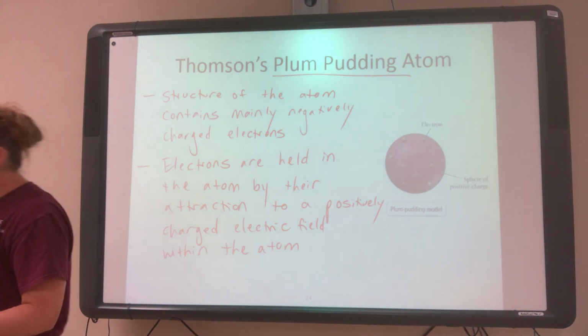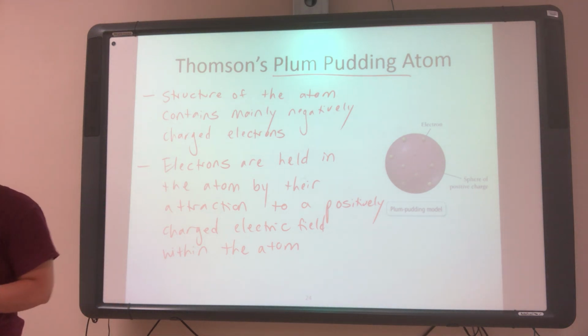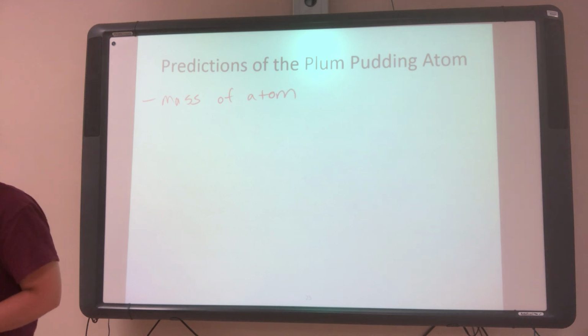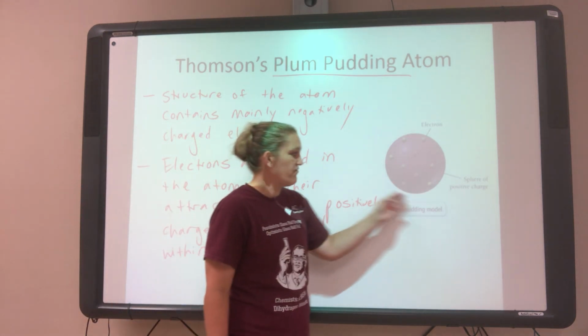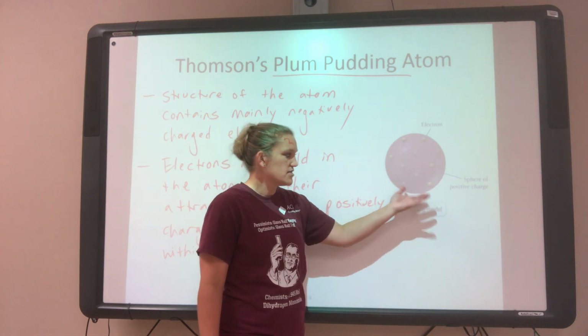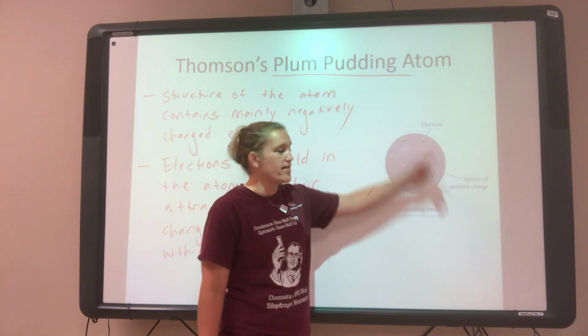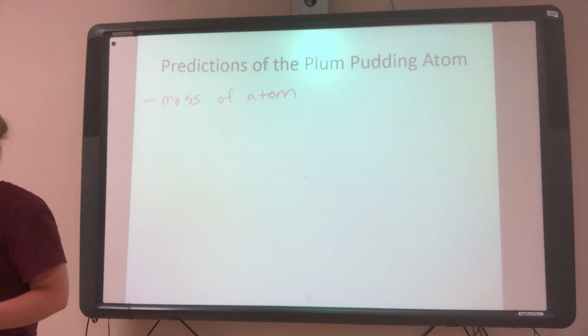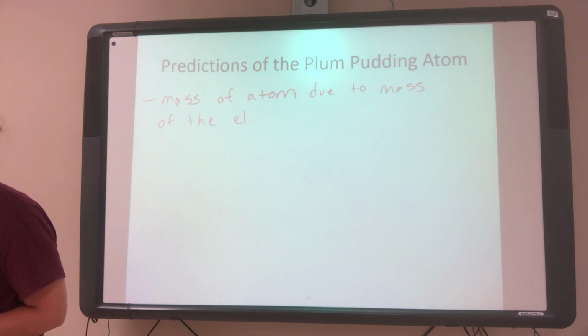So let's think about a little bit more of what we can assume based on this model. Let's think about the mass. What would be the mass of my atom? I only have 2 things in my atom. I have a positive force field, a charged sphere, and I have electrons. The sphere doesn't have any mass, so the only thing that has mass is my electrons. So the mass of the atom is due to the mass of the electrons, because they're the only thing in my atom.